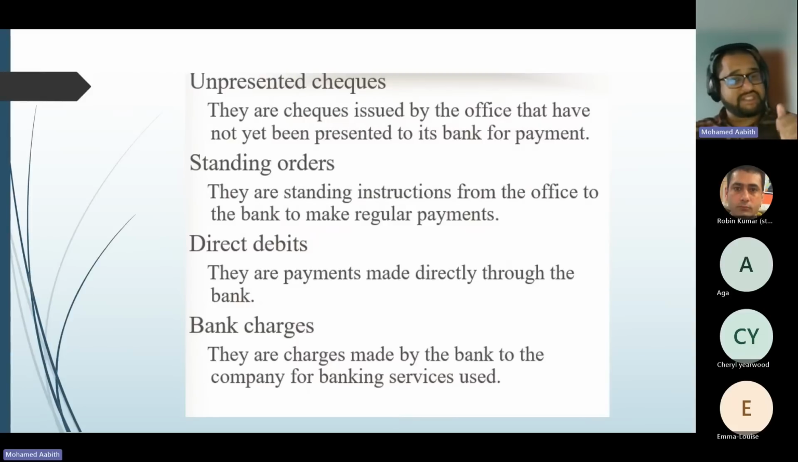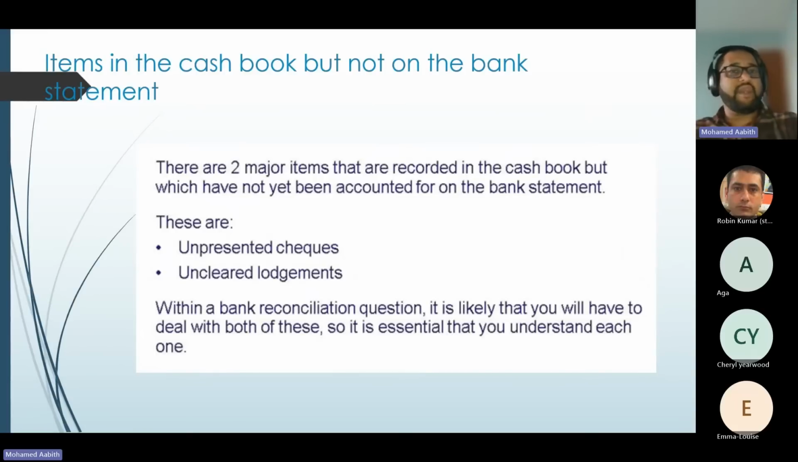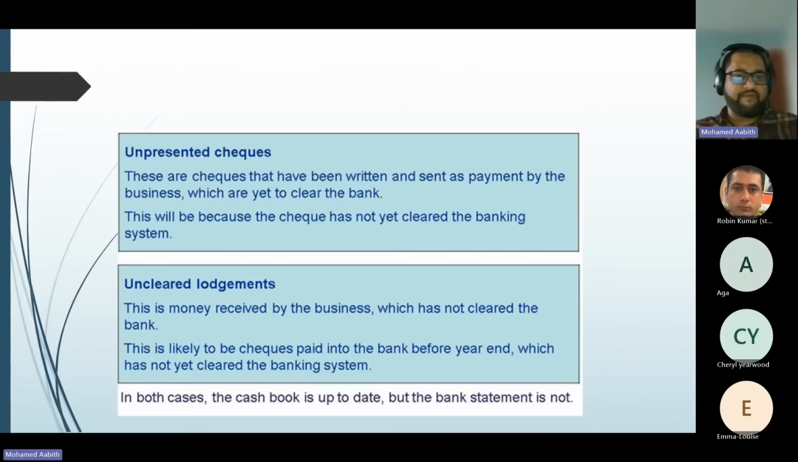You also know about standing orders, direct debits, bank charges, and BACS payments. Those things will also change the number in your cash book, so it has to be updated. Here, the two major things which are in your cash book but not in your statement are unpresented checks and uncleared lodgements. They can be called outstanding lodgements as well. We will see an example of how it works.